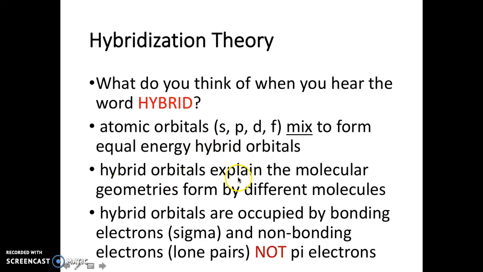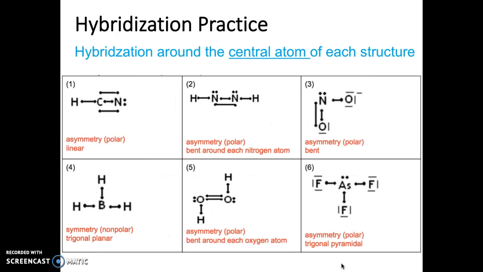Hybrid orbitals explain the different molecular geometries formed by different molecules. Hybrid orbitals are occupied by bonding electrons, which are called your sigma bonds, and they're also occupied by non-bonding electrons, also called your lone pairs. But one thing that doesn't occupy those hybrid orbitals are your pi electrons. They're actually on unhybridized orbitals. So the first thing we're going to do is practice, and then we'll understand what happens underneath the surface of a hybrid orbital.